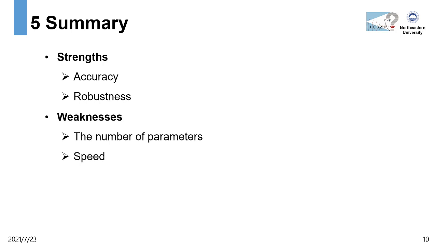Also, the method has some weaknesses. The first is parameter redundancy. We believe that there are a lot of redundant parameters in our method, so it is too large to be used in real life efficiently. Following weakness 1, the second weakness is, of course, the slow speed of inference.